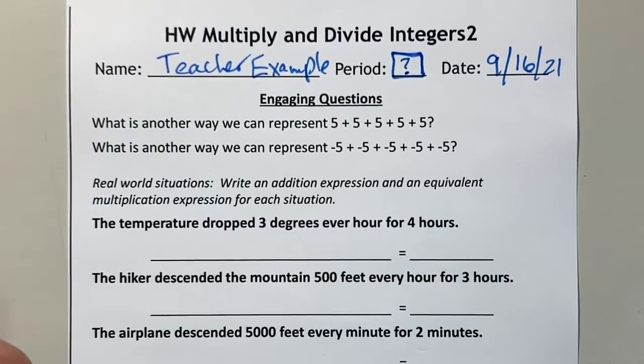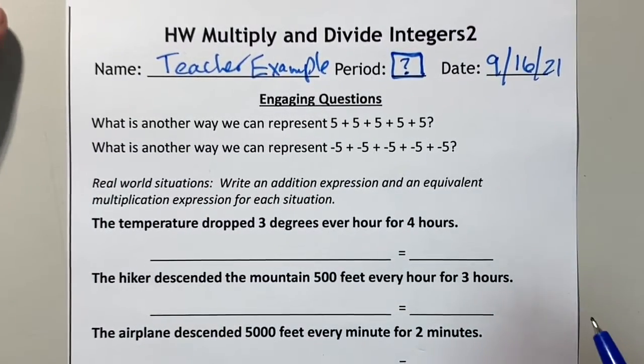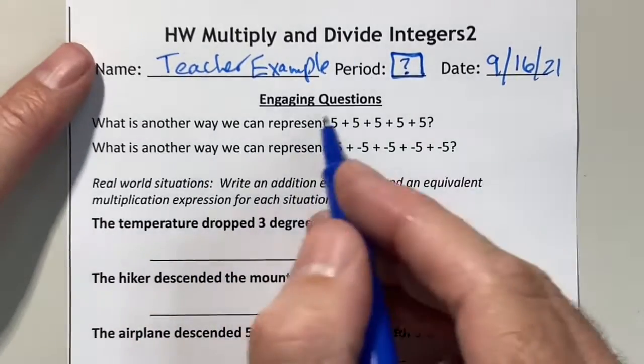Okay, this is Mr. Elmhorst with the homework assignment for multiplying and dividing integers, the second one. So let's take a look at the engaging question.